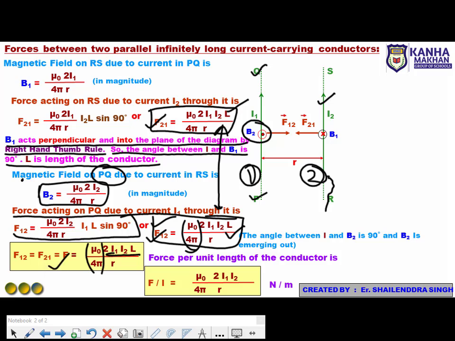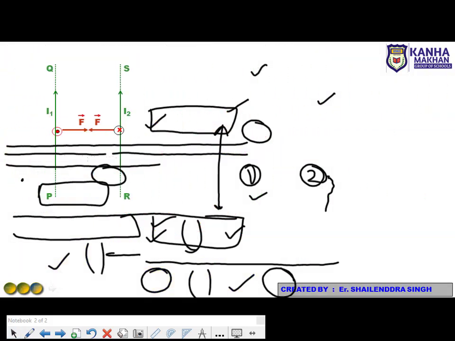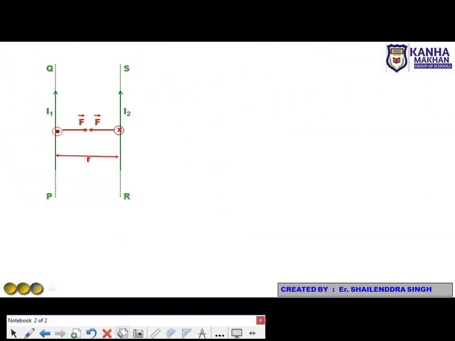Here it is the force experienced by the whole wire. Therefore we want to find the force per unit length of the conductor. Force per unit length equals mu naught upon 4 pi, 2 I1 I2 by R, and its unit will be Newton per meter.